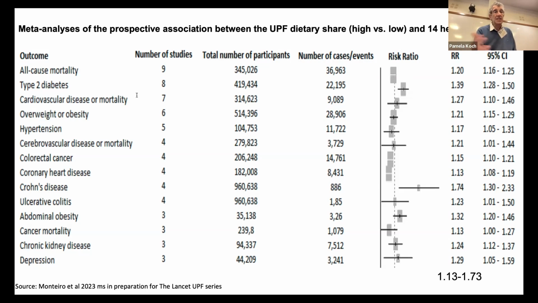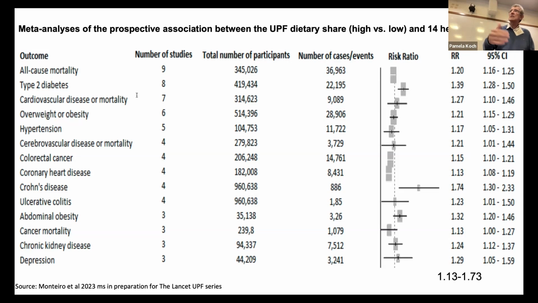And then CVD, overweight, obesity, hypertension, stroke, one cancer, colorectal cancer, coronary heart disease, Crohn's disease, abdominal obesity, cancer mortality, chronic kidney disease, and depression. Depression is probably now 3 studies. There are probably more already published. But in any case, this gives an idea that ultra-processed food is not just increasing obesity, that's a good thing, right? Because obesity is more or less the obvious chronic disease.